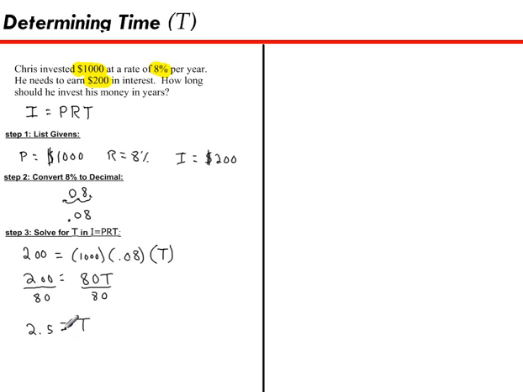Once I've gotten to this stage, typically it's good practice to express your final answer with the variable on the left-hand side of the equal sign. So I'm just going to do a little flip of these two numbers. T is equal to 2.5. Now it's a little bit easier for somebody who's reading this to understand what I'm talking about. And this is in years. That's my final answer.